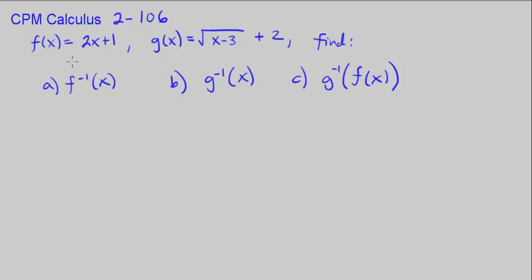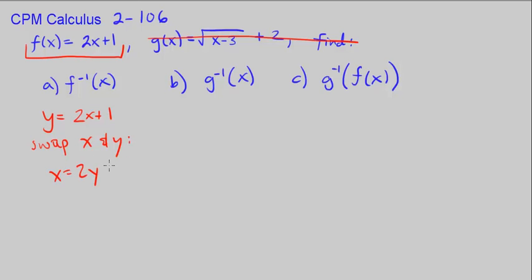We're looking at the inverse function of f, so we don't care about g for part A. We're given f of x equals 2x plus 1. To find the inverse, we start with y equals 2x plus 1, right? This is just like our output y. And first we swap x and y, and we get x equals 2y plus 1.